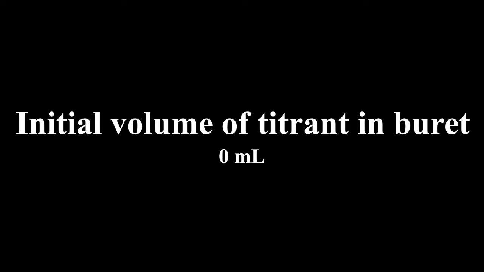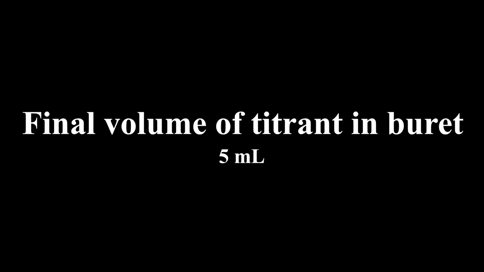Now we need to obtain the average concentration of the analyte. In order to do that, you first need to obtain the initial volume of the titrant and the final volume of the titrant. You then subtract the initial volume of the titrant from the final volume of the titrant to get the total volume of the titrant that you added to the analyte.